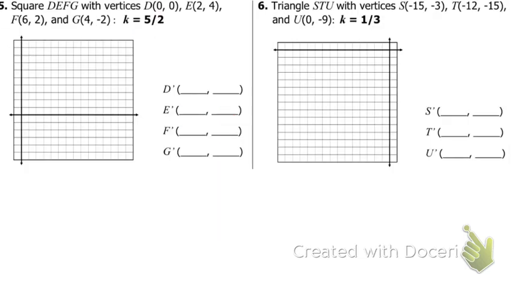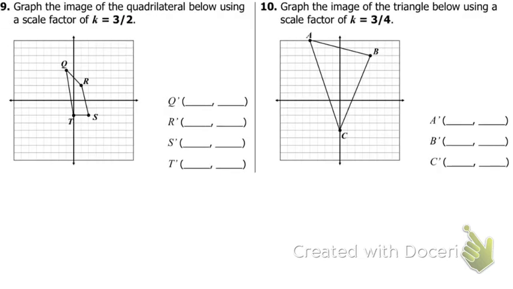Okay, let's continue on. We're going to go to number 9. Okay, on number 9 here, we're given the pre-image and we're given the scale factor, but do we know the coordinates of the pre-image? Nope. So what might be helpful here? Writing them down. So let's write down where Q, R, S, and T are at.